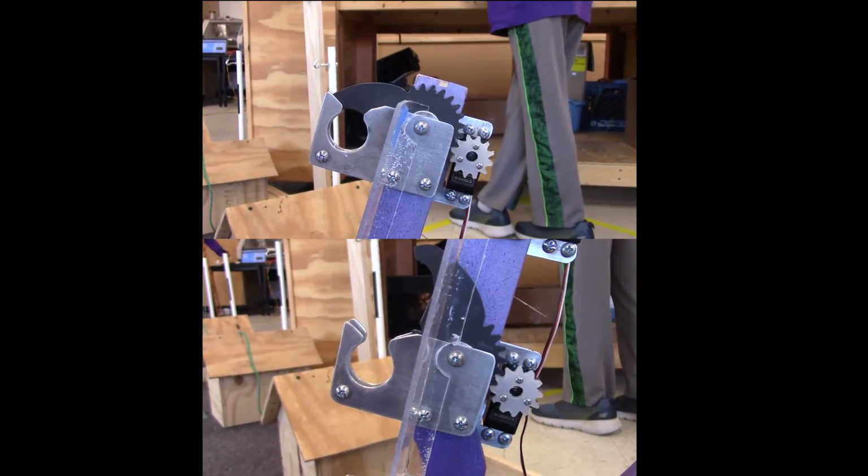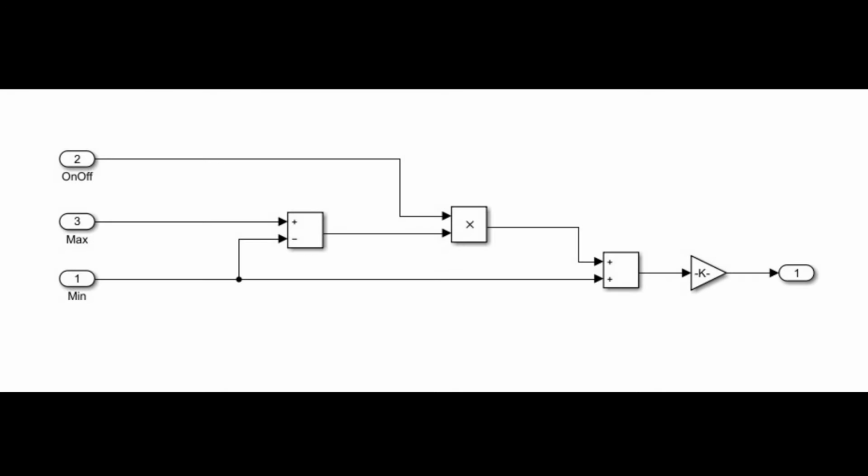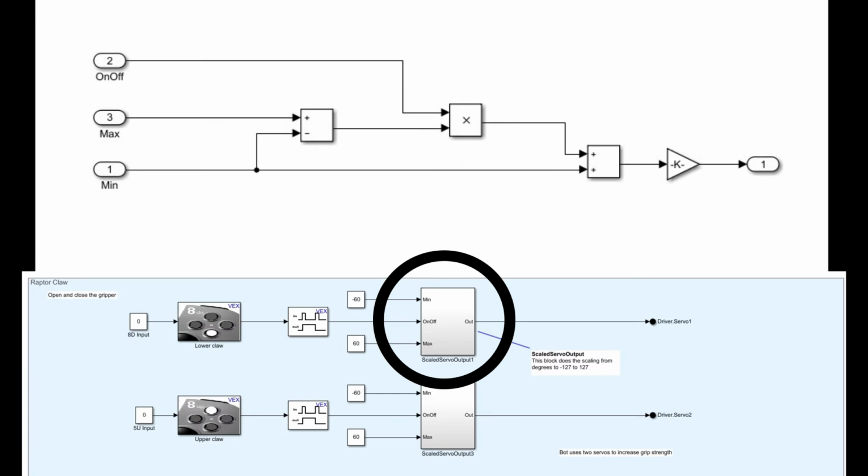The box grabber, upper claw, and lower claw use the 8 right, up, and down buttons respectively. This is the subsystem that the servos use to go between 2 values. You see this subsystem in the box grabber and raptor claw programs.